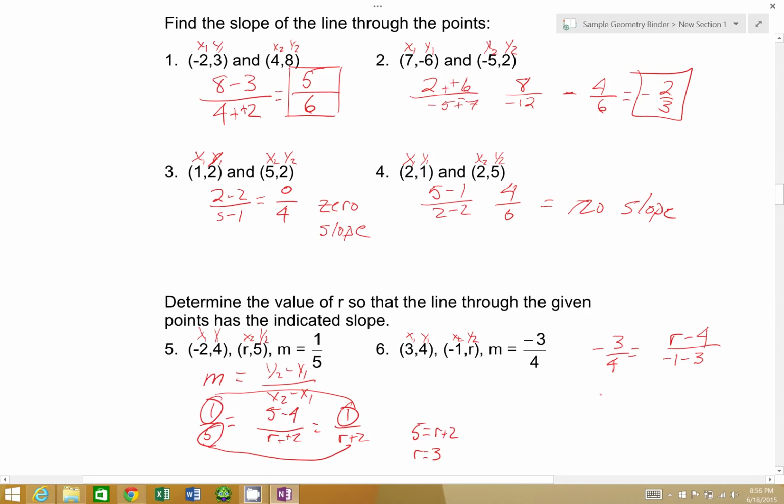Let's simplify some things. So negative 3 over 4 equals r minus 4 over negative 4. Now in this case it's not so simple because things are not matching up so perfectly. So what I'm going to do is we're going to cross multiply and divide. We remember this from, I think we learned this in 4th grade. So negative 3 times negative 4 equals 4 times r minus 4.